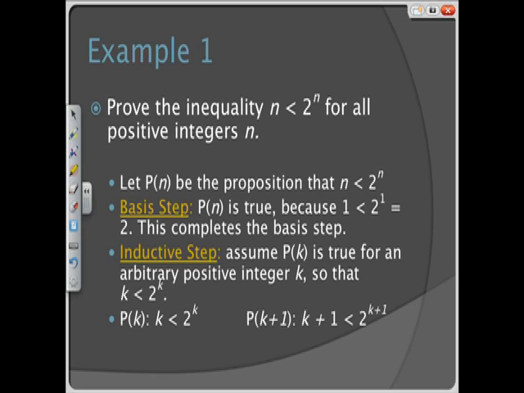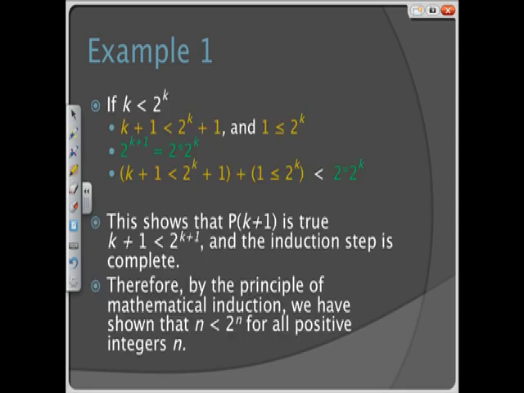Now we move on to our inductive step in which we assume P of k is true for an arbitrary positive integer k. And we are trying to prove P of k plus 1, which is k plus 1 is less than 2 to the k plus 1. So, if we know from our inductive hypothesis that k is less than 2 to the k, then k plus 1 must be less than 2 to the k plus 1. And we know that 1 is less than or equal to 2 to the k for any positive integer k.